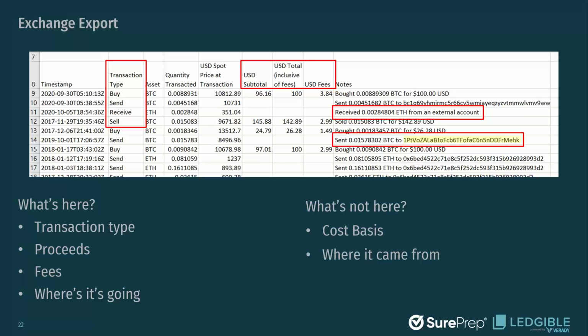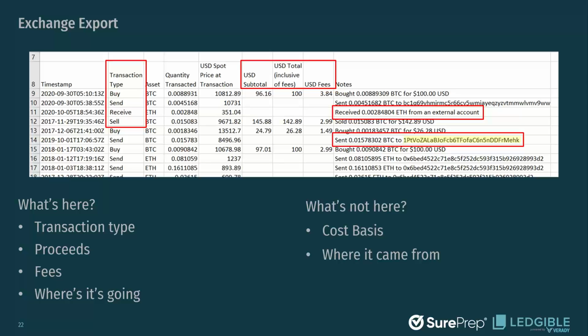Now, highlighted in red in the transaction type column, you're going to see things like you'd expect, like a buy and a sell. These are just straightforward transactions where we're exchanging dollars for crypto, or we're selling our crypto for dollars. You're also going to see send and receive.